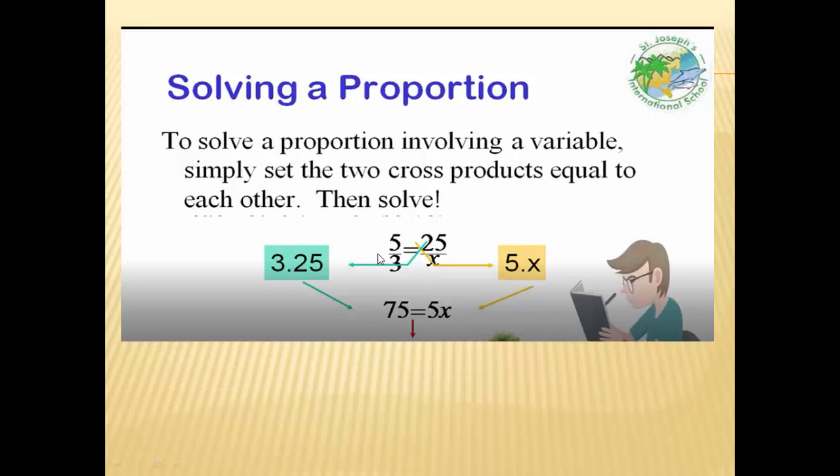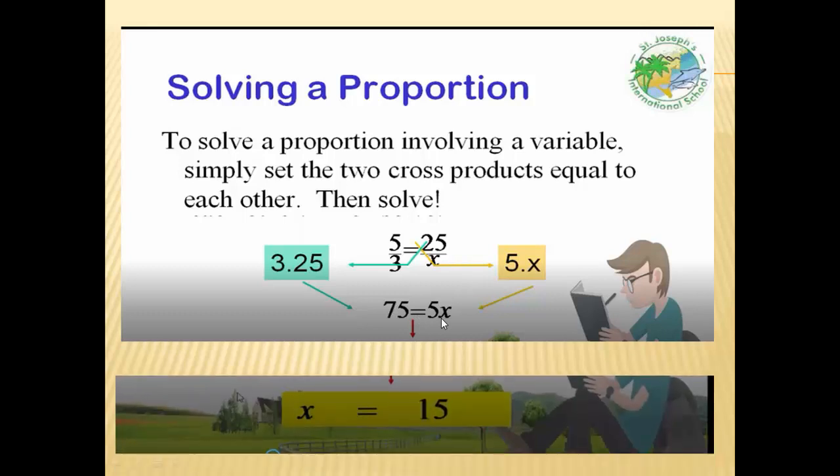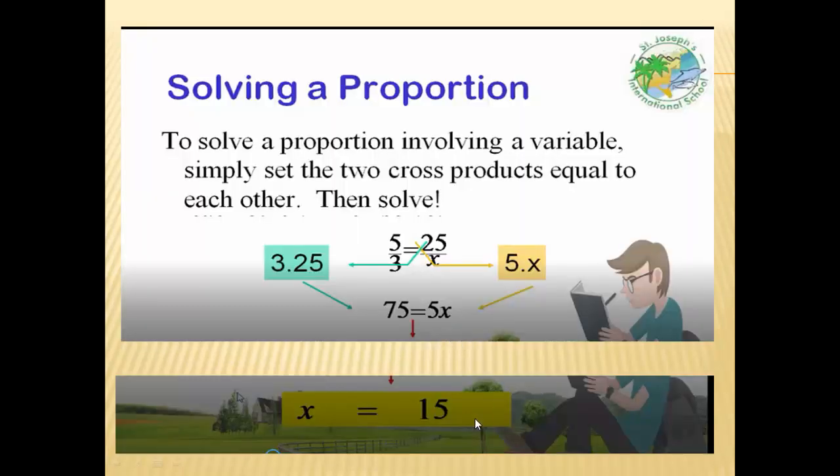Then 5 times x, meaning 5 dot x is 5 times x, equals 3 times 25. This dot is not a decimal point, it means times, okay? 3 times 25 equals 75, so 75 equals 5x. If we divide both sides by 5, we can find the value of x. 75 divided by 5 equals 15. Then x equals 15.